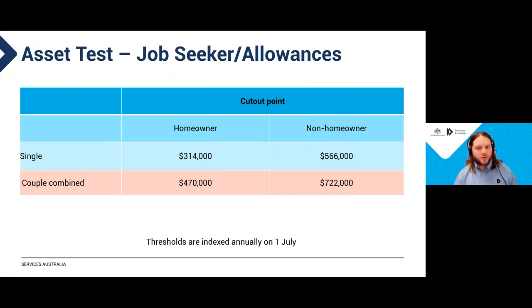The asset test for the job seeker payment and similar allowances does work a little bit differently. You'll note here that there is no initial threshold. There's only that single cutout point for both single and couples, homeowners and non-homeowners. Once your assets exceed these amounts, depending on what your circumstances are, the payment will stop entirely. It won't start to reduce. You are either above or below that cutout point.